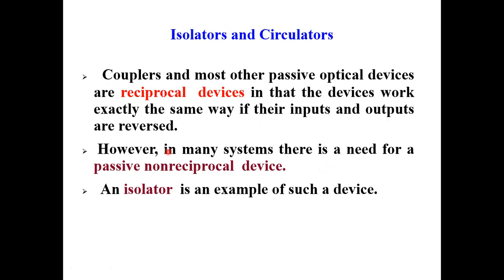So we have already studied couplers. Okay, so what was the coupler doing is it was taking an incoming signal and it was passing on to multiple paths. So basically your couplers were passive optical device. They are reciprocal device. Now, what is a reciprocal device? In that the device works exactly the same way if their inputs and outputs are reversed. Okay, so that is the meaning of reciprocal device.